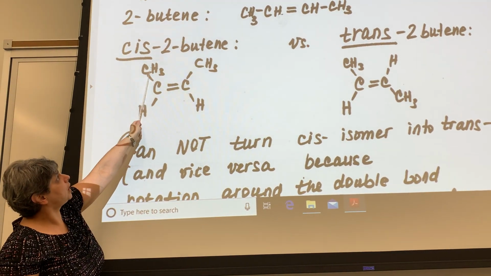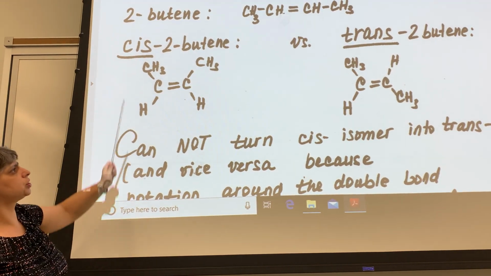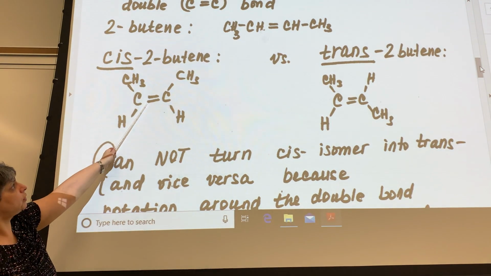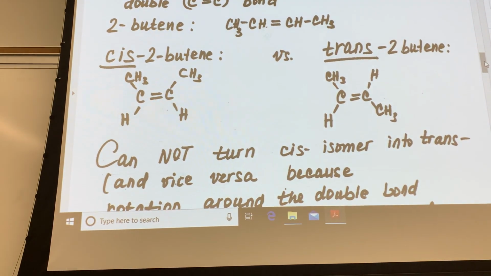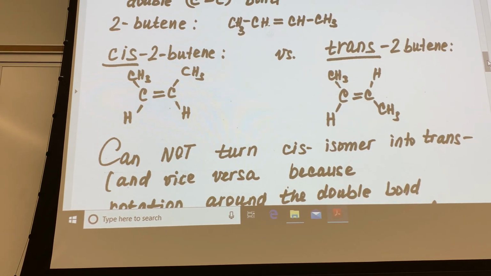Same side, by the way, I could have drawn both of these down and hydrogens up. It would still be a cis. I just wanted to point that out. But the fact is, whenever you have a double bond, it's very different from when you have a single bond.